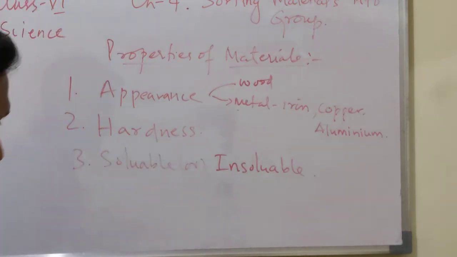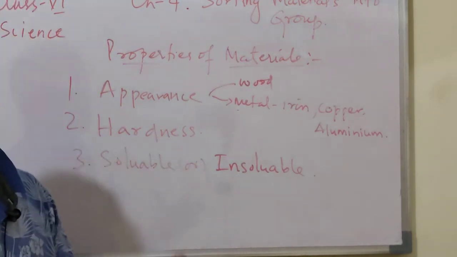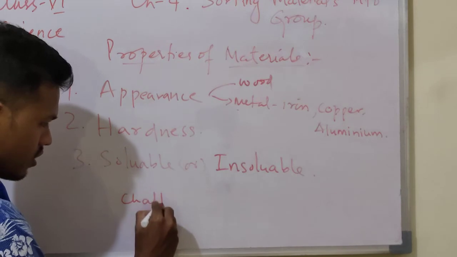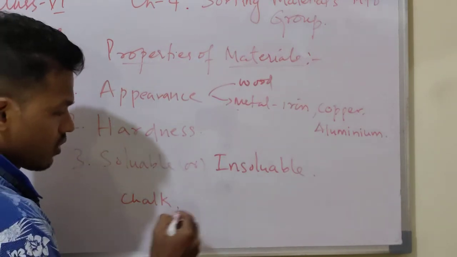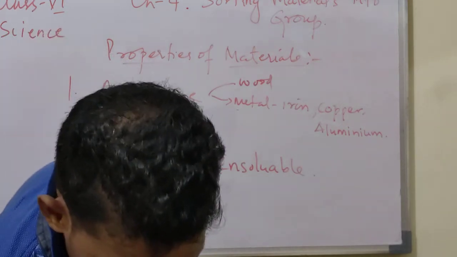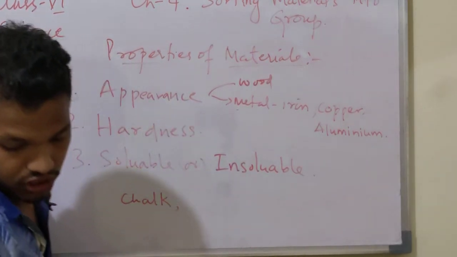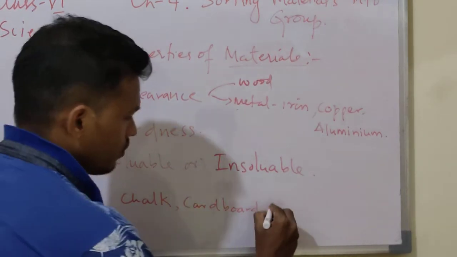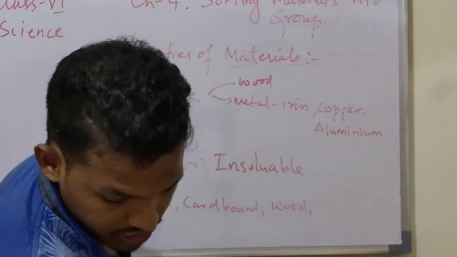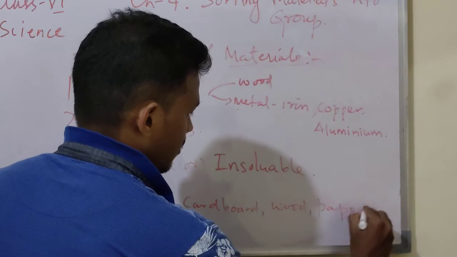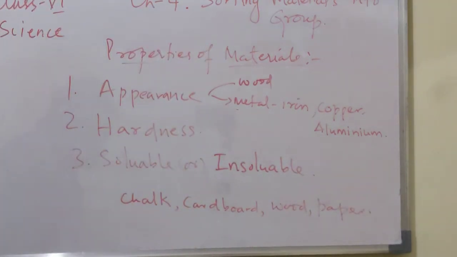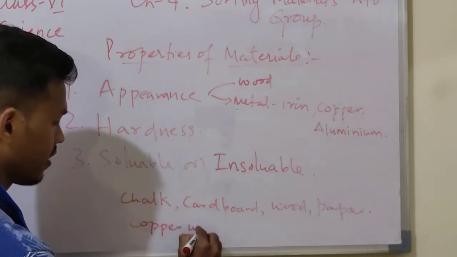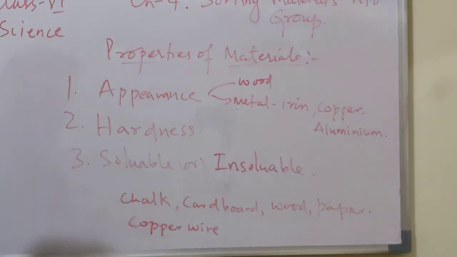So we will do an activity. In that activity, what will we do? We are collecting some different pieces of material, such as a chalk piece, an aluminum sheet, cardboard, wood, paper, and copper wire. So these are the materials we are taking.